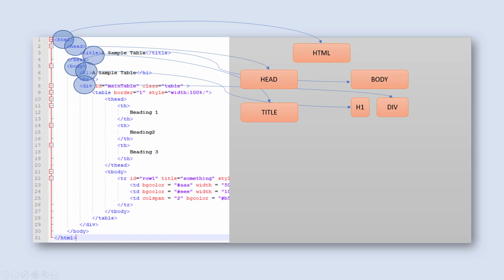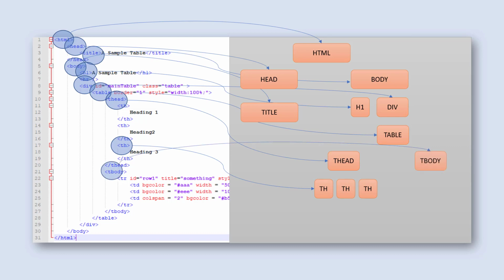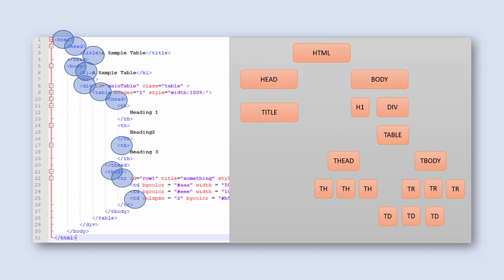And then inside the div I have a table. Inside the table I have the T-head element, which contains the TH element, its child. And then we have the T-body element within the table, which contains the TR elements or rows, and each of them contains the columns or TD elements. So this is basically our DOM, our Document Object Model structure.